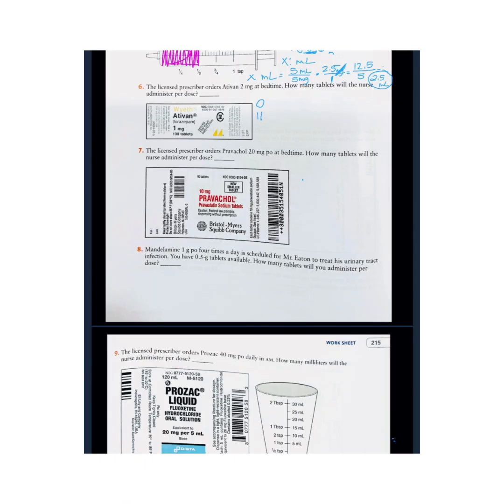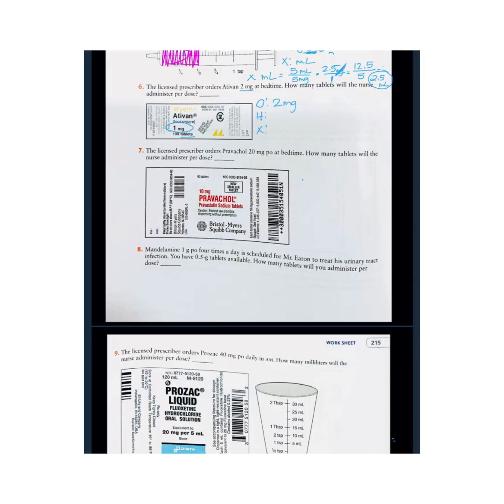What I have on hand, what I have ordered, my unit of measure. The licensed prescriber orders Ativan 2 milligrams. How many tablets will the nurse administer per dose? So this is tablets. I have 1 milligram per tablet. My order is 2 milligrams.